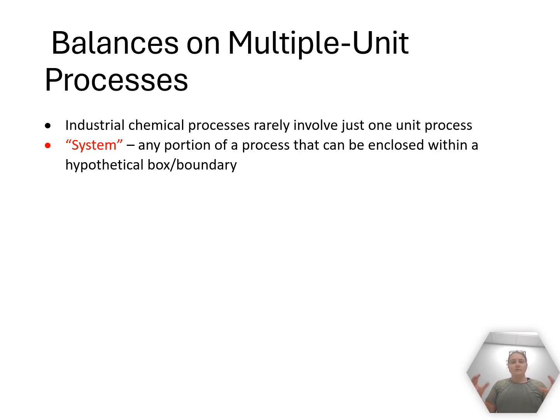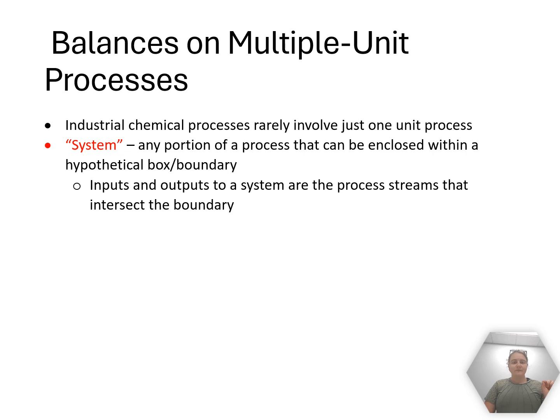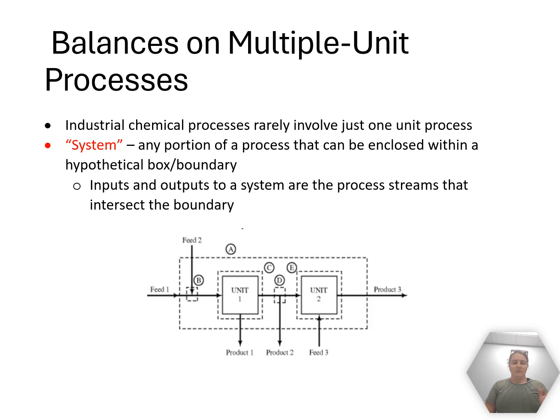So when we have multiple systems or multiple process units, what we do is draw a boundary around each specific thing so that we can analyze one of those systems at a time, so that we can find the things that we need. Inputs and outputs to a system are the process streams that intersect the boundary. The best way to explain this is to show you an example.